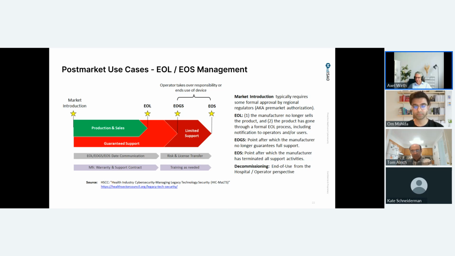The decommissioning from the hospital, right, is different than an end of life. It is more of an end of use. So if I look at the end of life of the manufacturer, that typically affects an entire device line of products, device type or device version.